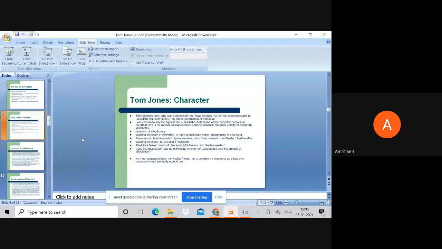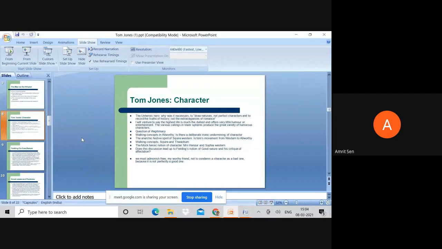Okay. Right. Thank you. Now, when we talk about characterization tools, we need to understand that Fielding, when he's talking about the comic epic poem in prose, is undertaking two very important departures in terms of characterization in the novel. One is that he is bringing in characters from all classes, but most importantly, from the lower classes as part of the structure and content of the novel. This is point number one.